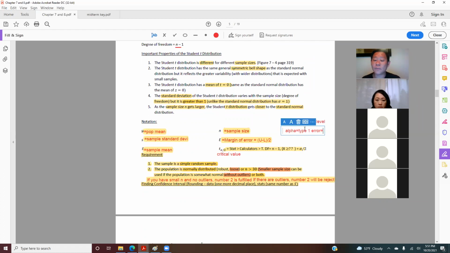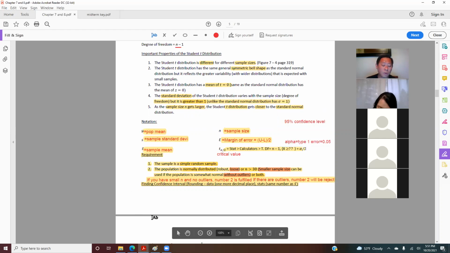If it's 95%, what is your alpha in this case? 0.95? No, it's the opposite of 95%, which is 5%, 0.05. So make sure you know alpha is the error, while 95 is the confidence. So you've got 5% error. That is your alpha, and that alpha goes into here.